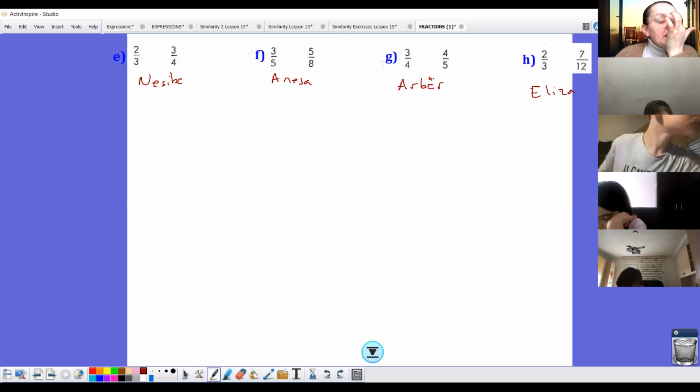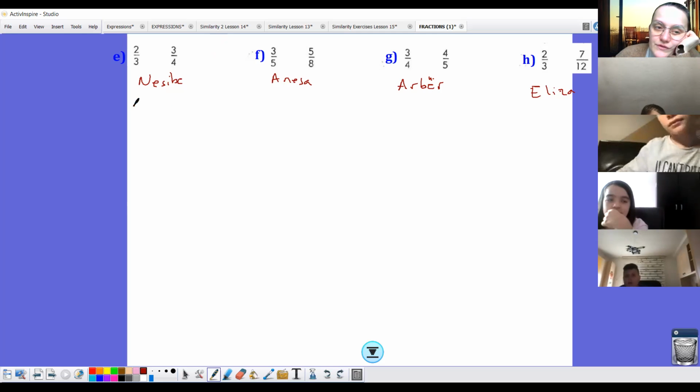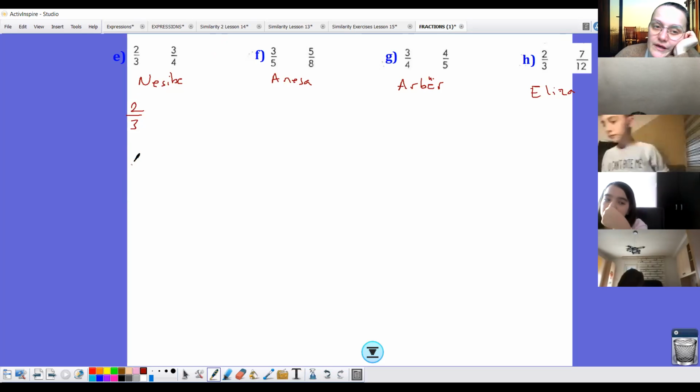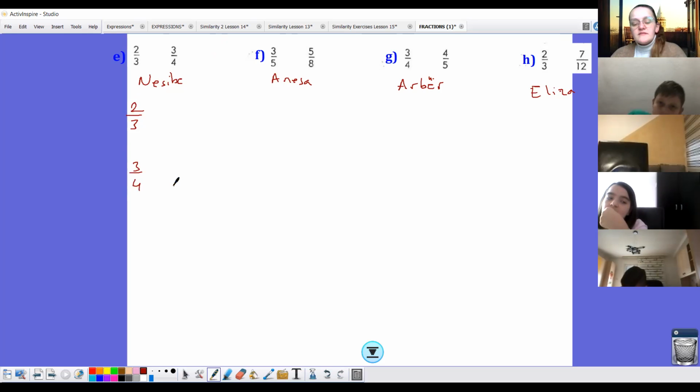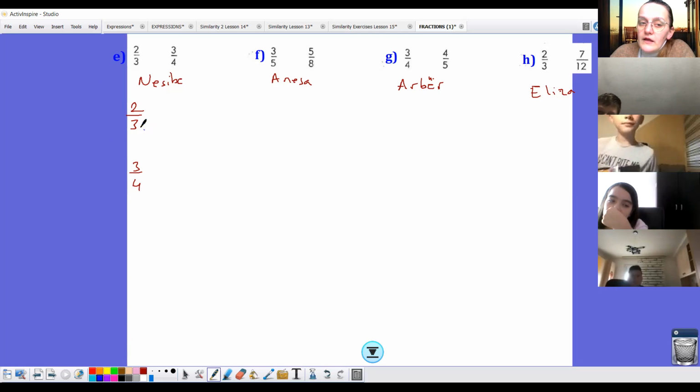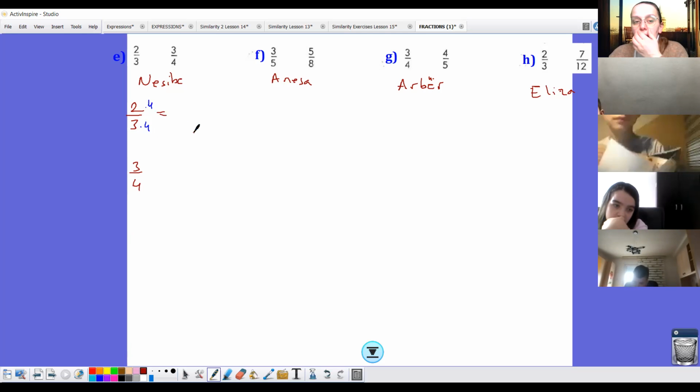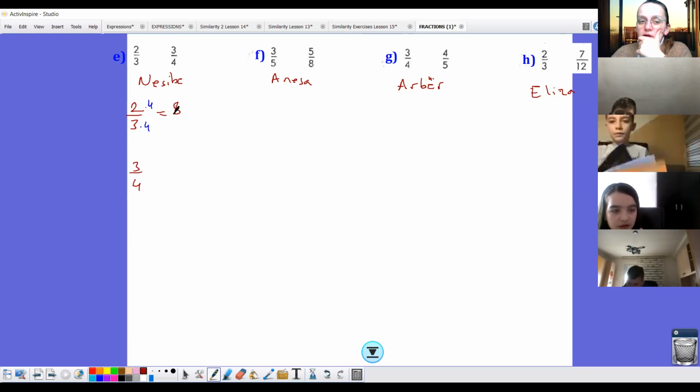So here in E, Nesibe, we have 2 out of 3 and the other one is 3 out of 4. So how can I make these denominators the same? What do you think? If I multiply the first one by 4, what will I get, Nesibe? 8 out of 12.